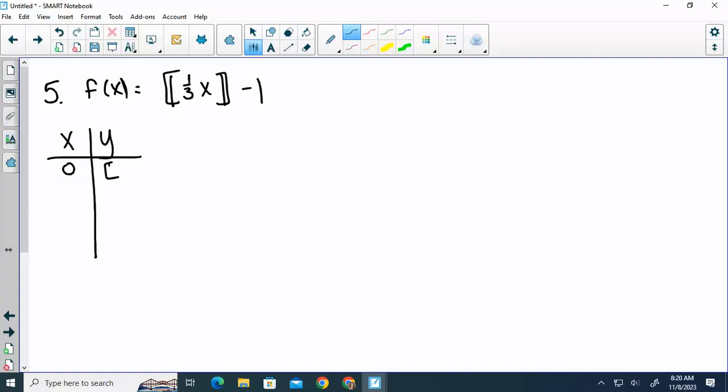If I plug that in, 1/3 times 0 is 0. What is the greatest integer of 0? 0, and then the minus 1. That's a negative. Okay, if I put in 0.5, the greatest integer of 1/3 times 0.5. So 1/3 times 0.5, that's 1/6. What's the greatest integer of 1/6? 0, and then 0 minus 1? Negative 1.